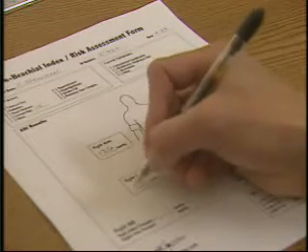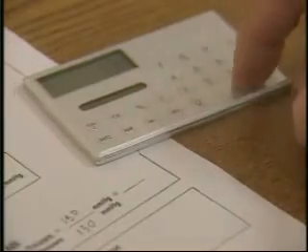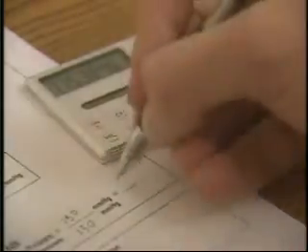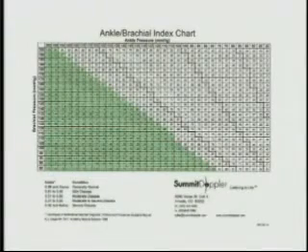The ABI is now calculated for each leg. Using a calculator, divide the ankle pressure by the higher of the two arm pressures. Instead of a calculator, you can also use an ABI chart to determine the ABI. Now that you've learned how to obtain the ankle brachial index, we'd like to help you with its interpretation.